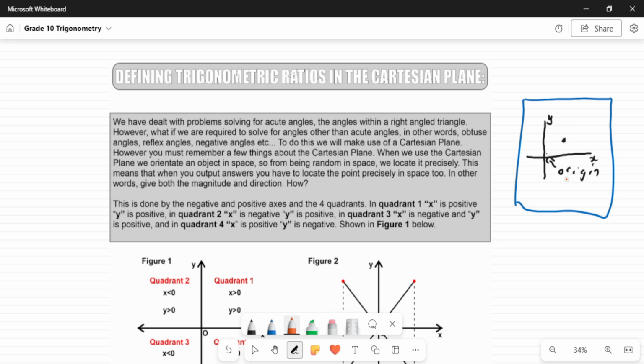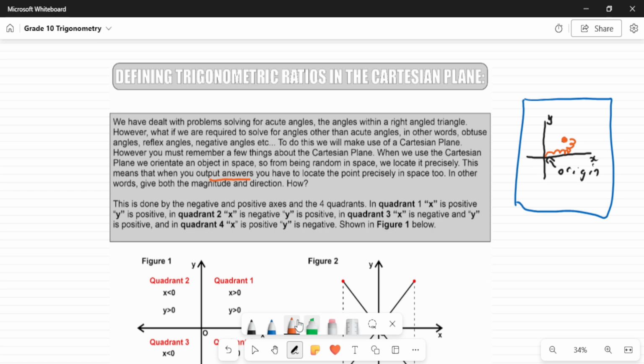So that's the importance of using a Cartesian plane. Now, although it's convenient and more accurate to use a Cartesian plane, it also means that when we output answers, we have to locate the point precisely in space too. So let's say that I was not given this point, I found that point. Then I need to tell the examiner how far to the right of the origin it is and how far up from the origin that point lies. Understood? So the primary purpose of using the Cartesian plane is to locate a point precisely in space. However, when we locate a point using it, we need to tell the examiner where that point lies, because that was the primary purpose of using the Cartesian plane to begin with.